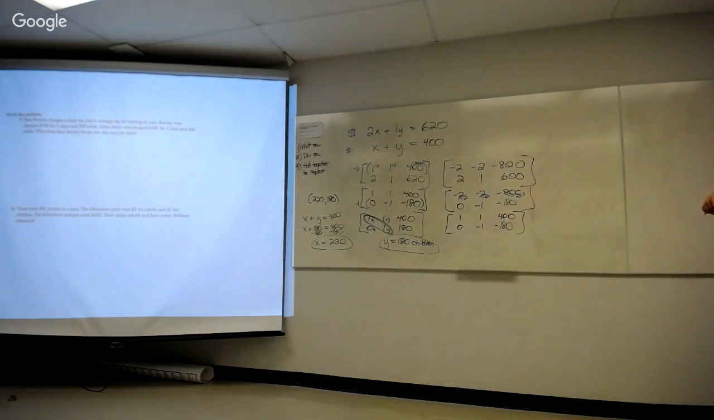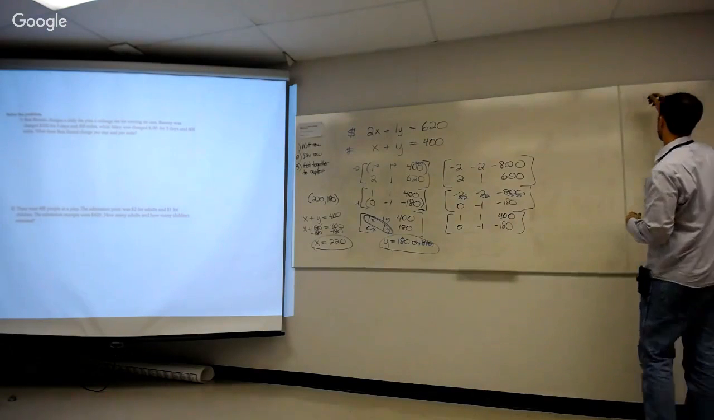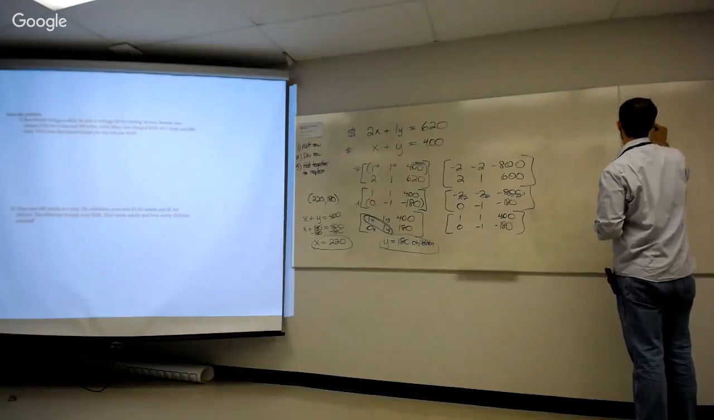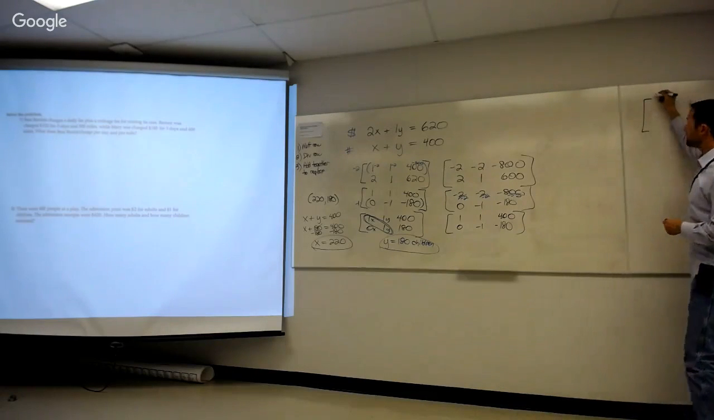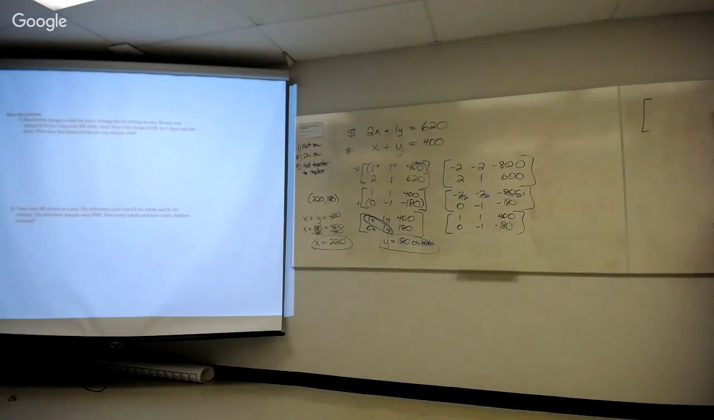Best Rentals charges a daily fee plus mileage for renting its cars. Barney was charged $102 for 3 days and 300 miles, while Mary was charged $185 for 5 days and 600 miles. If we were to think about a matrix with this information, keeping in mind that we have one column, another column, and then the last column, what do our different columns represent? What could the first column represent? Maybe days. What would the next column represent? Miles. And then the last column is the money.